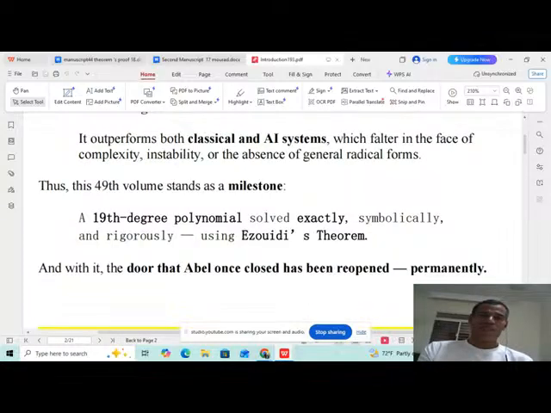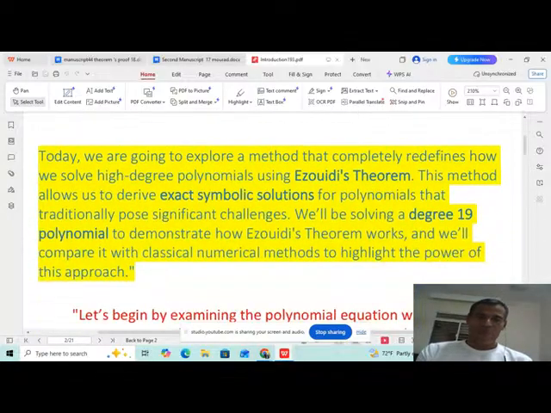Okay, a 19th degree polynomial equation solved exactly, symbolically, and rigorously using Ezouidi theorem. And with that, the door that Abel once closed has been opened permanently. So let's see here. Today, or this night, we are going to explore a method that completely redefines how we solve high degree polynomial equations using Ezouidi theorem. This method allows us to derive the exact symbolic solution for polynomial equations that traditionally pose significant challenges.